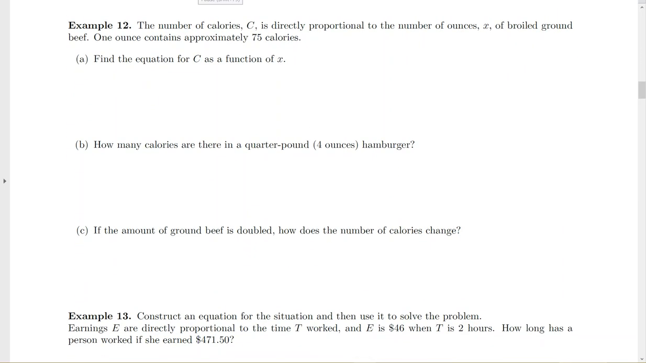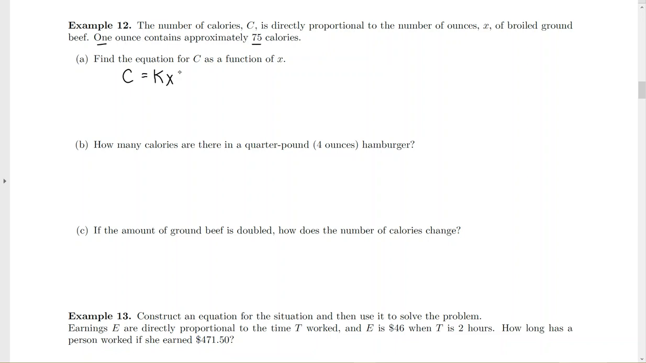So for this one, the number of calories C, so I'm going to start with C, is directly proportional, that's my K, to the number of ounces X. All right. They give me a little bit more information here. 1 ounce contains approximately 75 calories. We have an equation C as a function of X, but we need to find K. So to find K, we're going to use this information here.